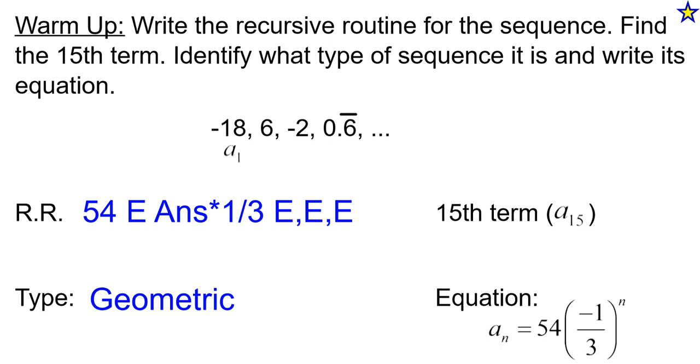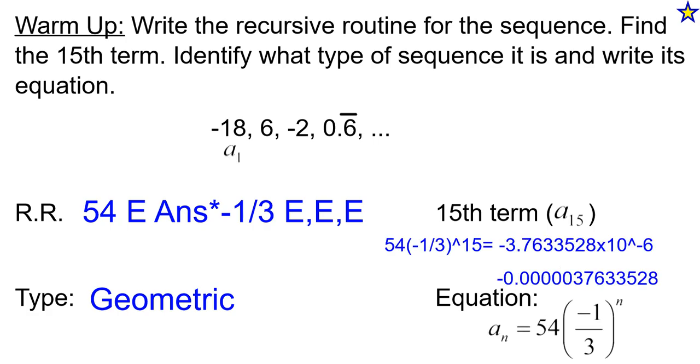again and again and again. So if I wanted to find my 15th term, I could put 15 in for my exponent and do my calculation to get that. Or if you wanted to continue with the recursive routine, remember each time that you would enter after the 1/3 multiplier, they would count, right?